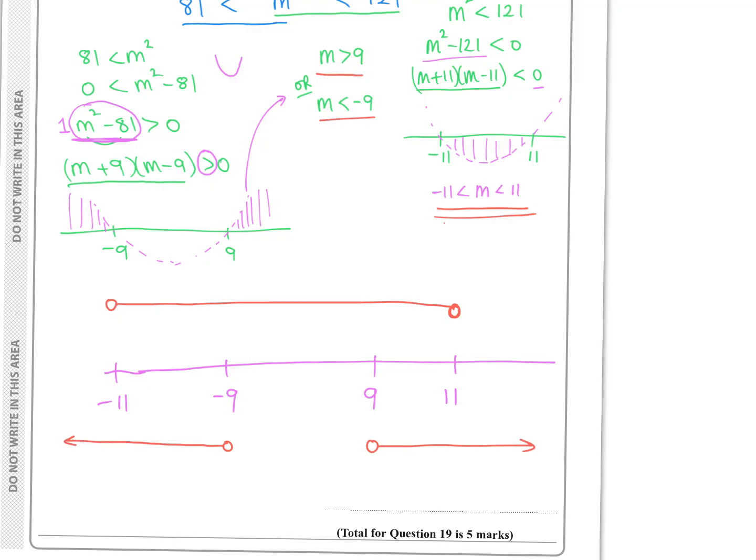Now, I hope you can see very clearly now that the region that overlaps is between negative 11 and negative 9, and between 9 and 11. So my final answer would be for this one, I would have m between minus 9 and minus 11, and I would also have m between 11 and 9, and that would be my answer.